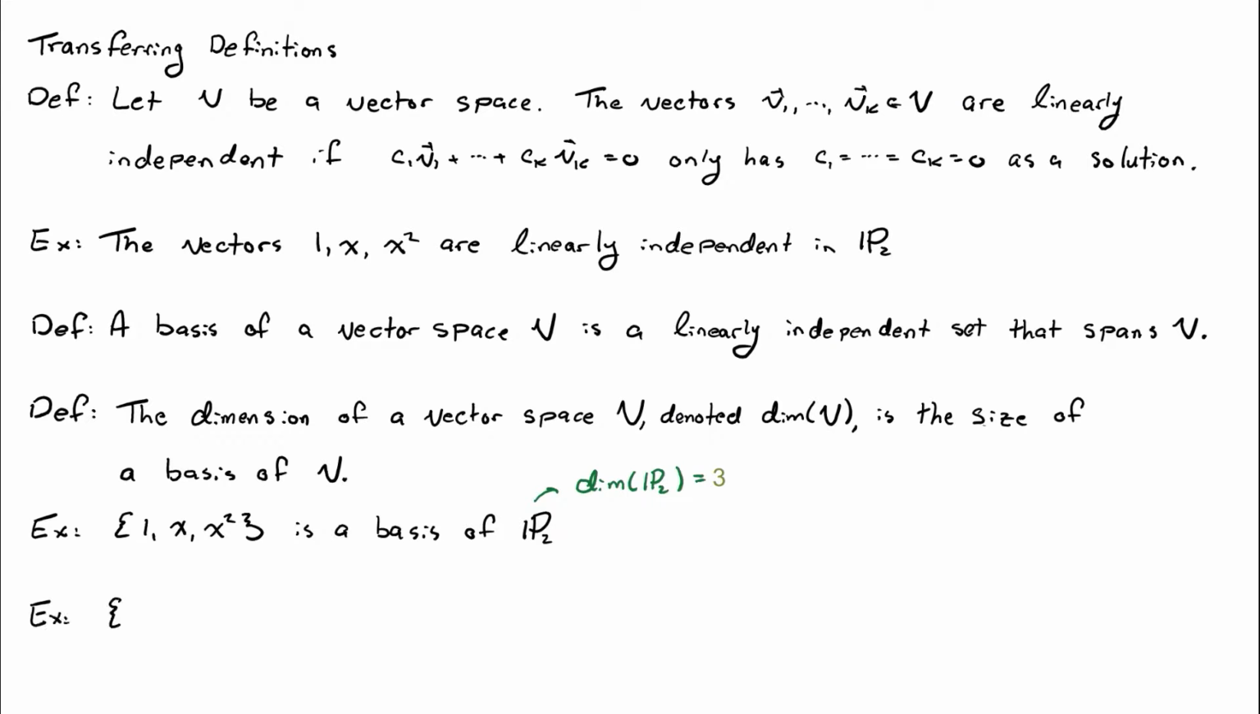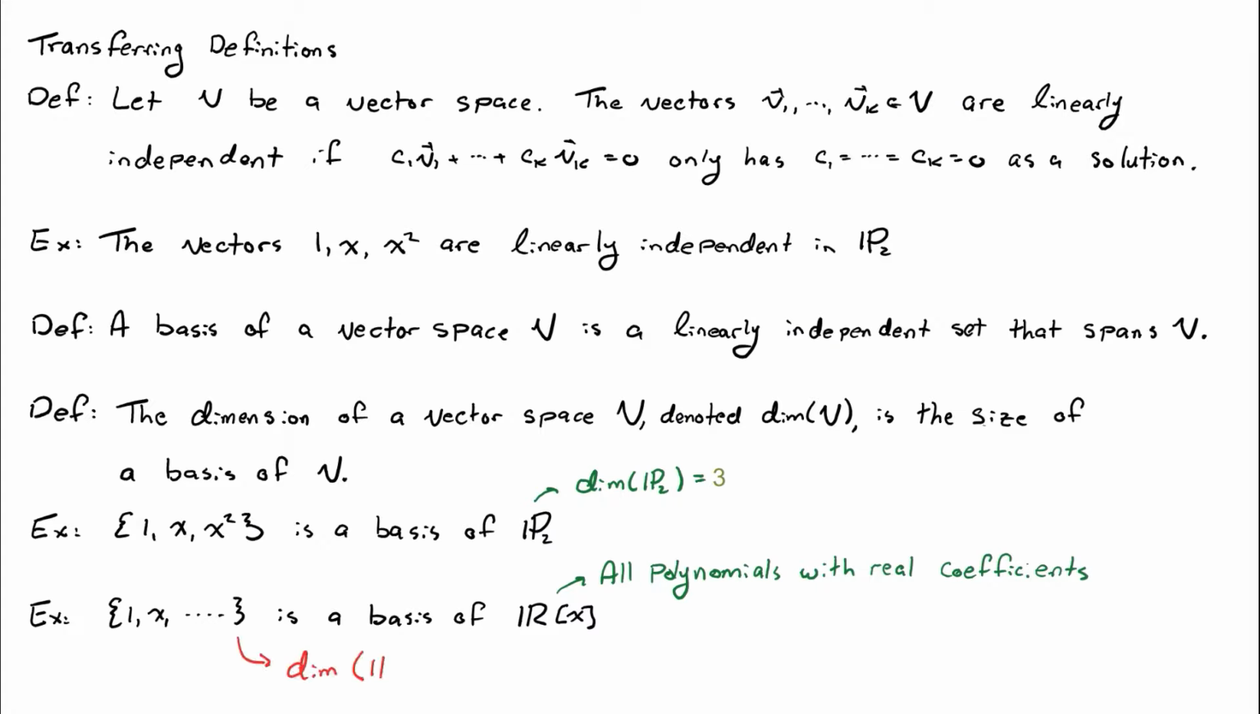The set 1, x, x squared, and so on is a basis of R[x], which is the set of all polynomials with real coefficients. That means the dimension of R[x] is infinity, which is quite interesting. Many theorems and definitions transfer directly from Rn, and they're in the notes. In particular, the basis theorem. But note, the basis theorem only holds for finite dimensional vector spaces, and this is kind of a big deal.